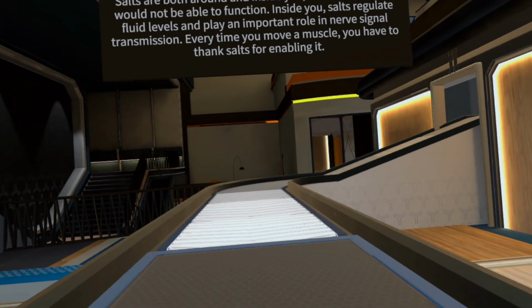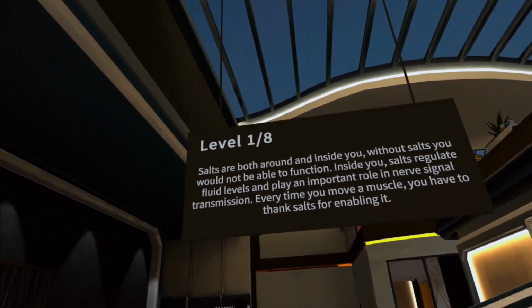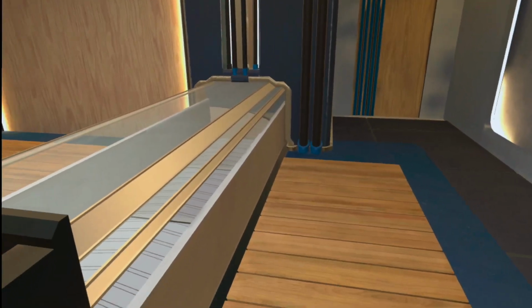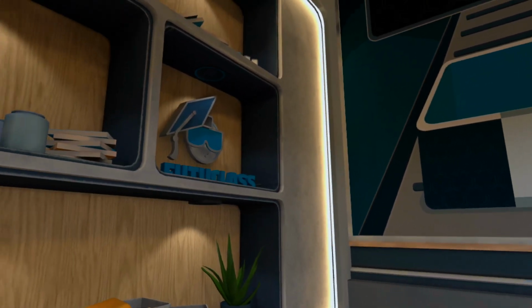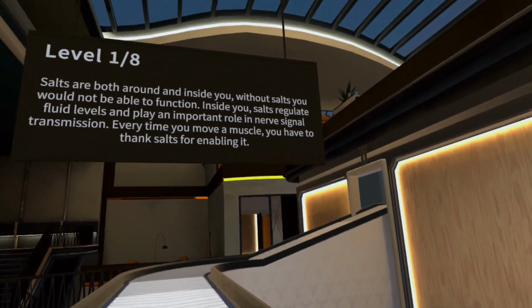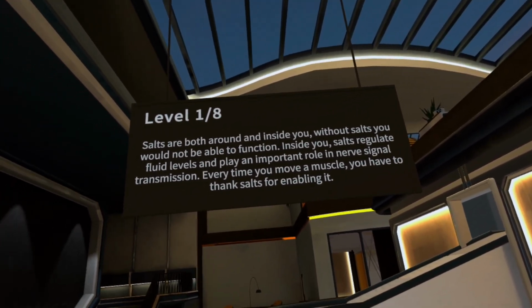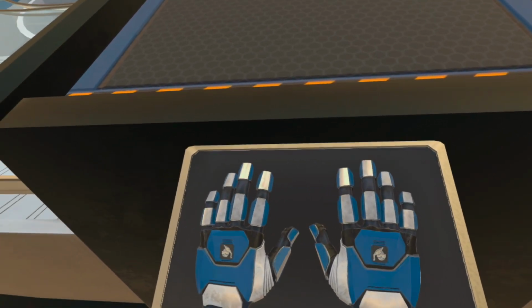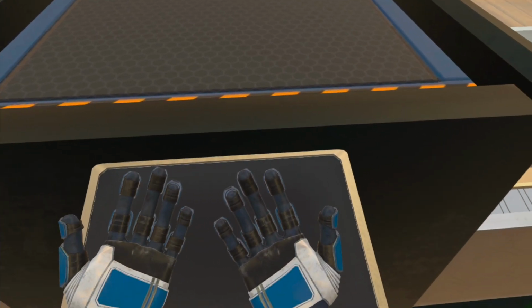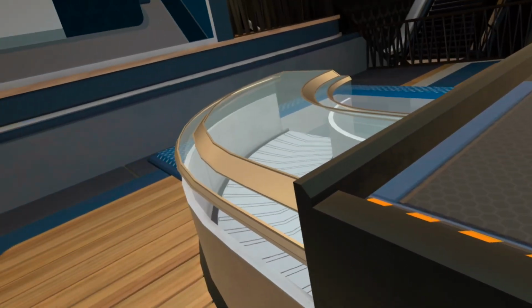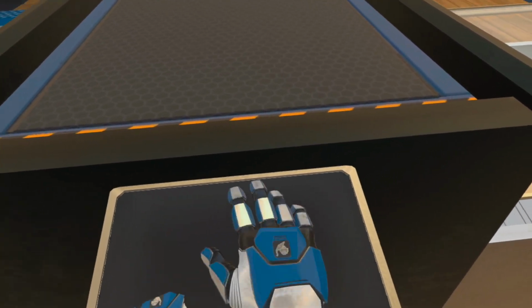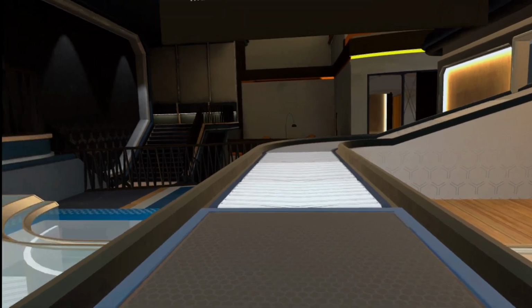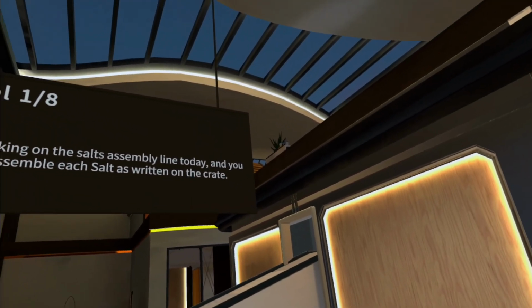Salts are both around and inside you. Without salts, you would not be able to function. Inside you, salts regulate fluid levels and play an important role in nerve signal transmission. Every time you move a muscle, you have to thank salts for enabling it. You're working on the salts assembly line today, and you must assemble each salt as written on the crate.